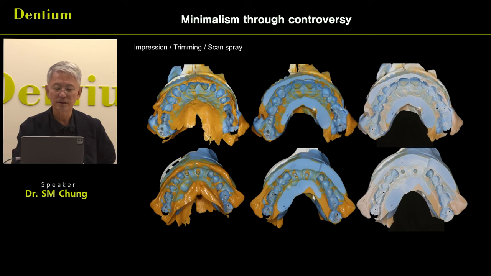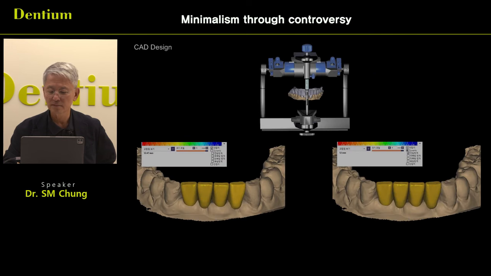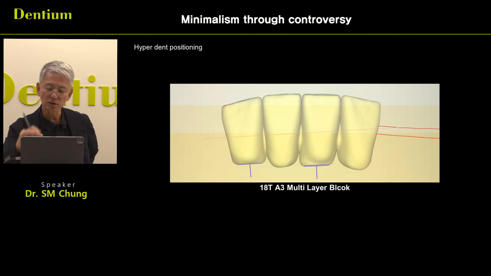So after impressions, and for the right can be approached to the tips, and we do cut the borders, and with the spraying, and after that, we have a virtual model. We have a virtual setup of the crown, and with the virtual articulator, occlusal adjustment, and on a hyperdent, we do some positioning in the upper and the lower, depending on the translucent zones.